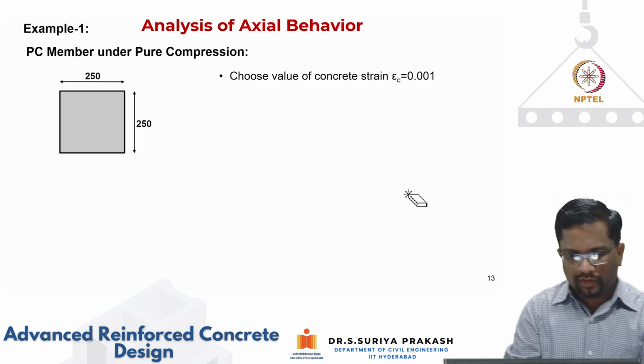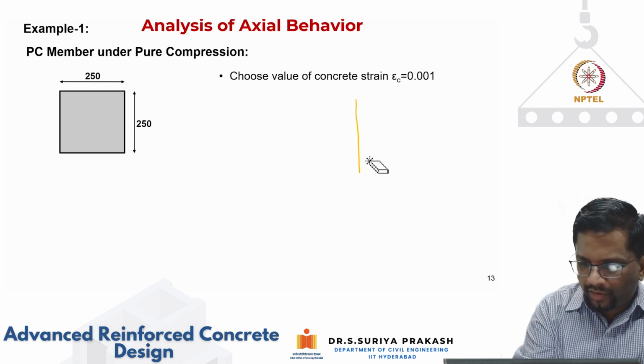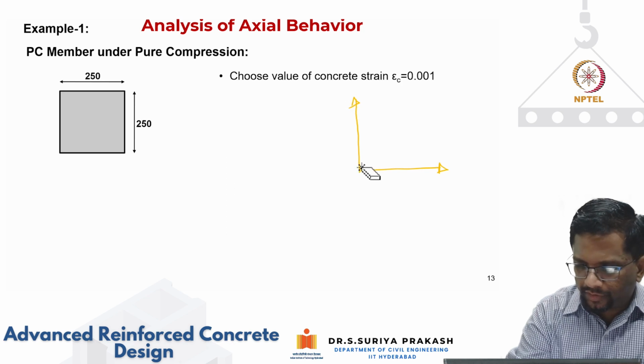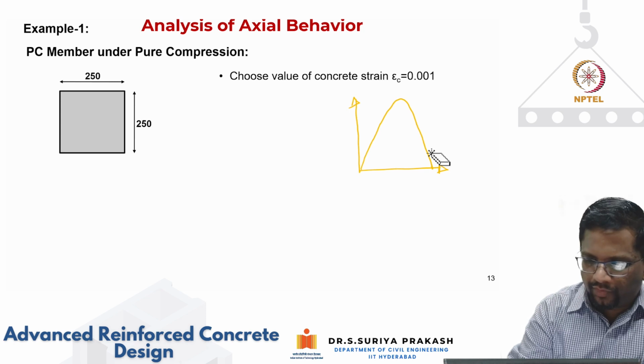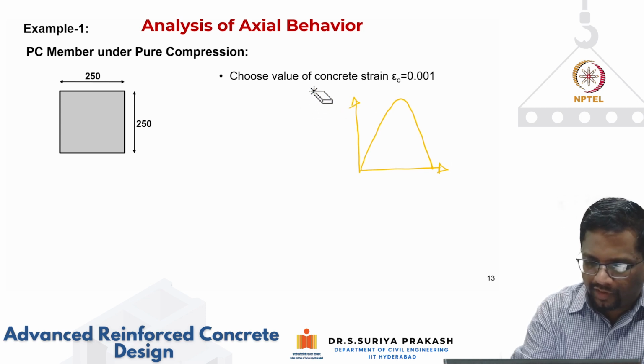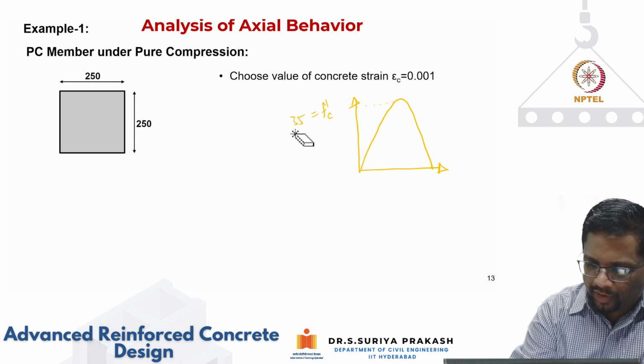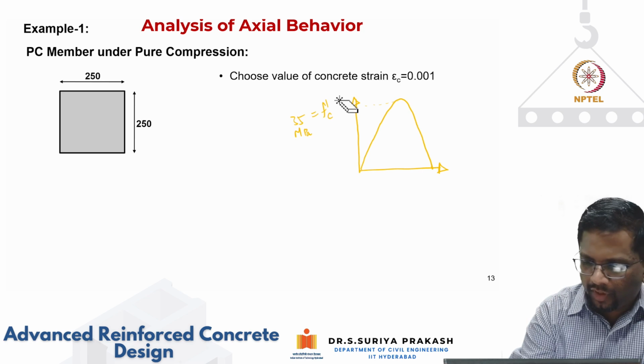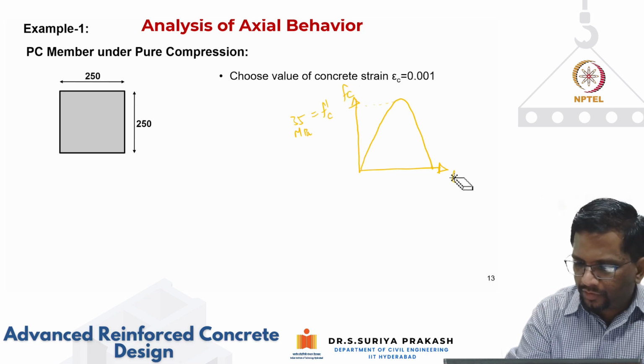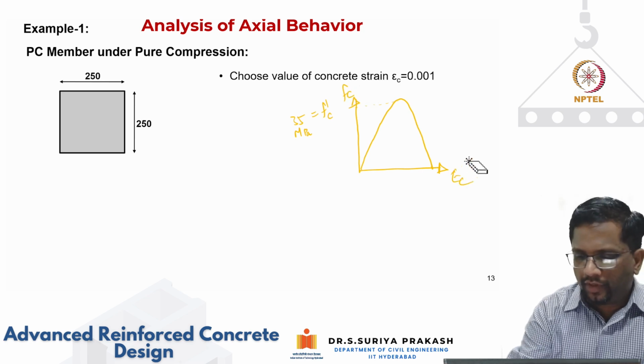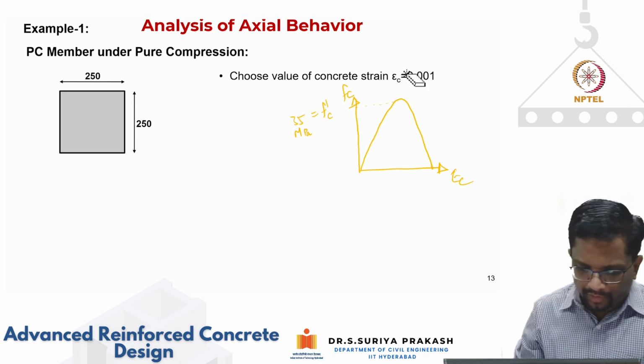So you can see, for concrete in compression we have already seen this kind of stress-strain curve behavior. We have taken 35 megapascal. So this is your f prime c, which is 35 megapascal, and this fc is your epsilon c. Now where is the strain value that I'm taking?